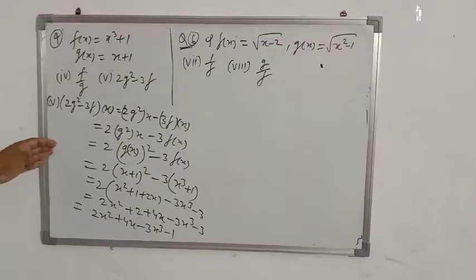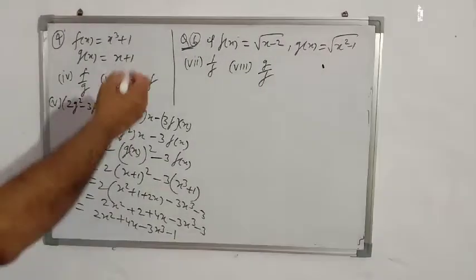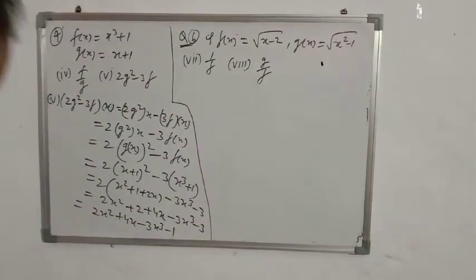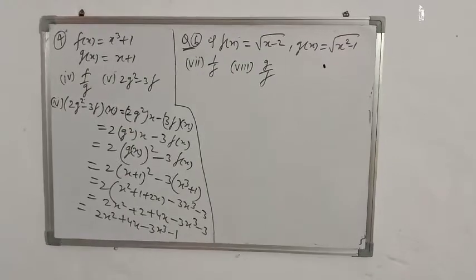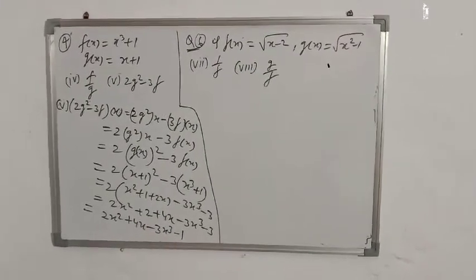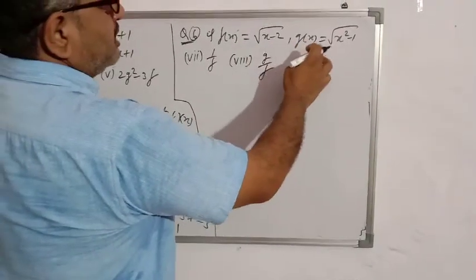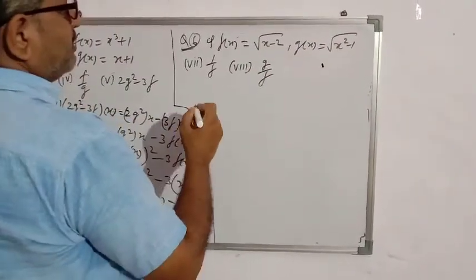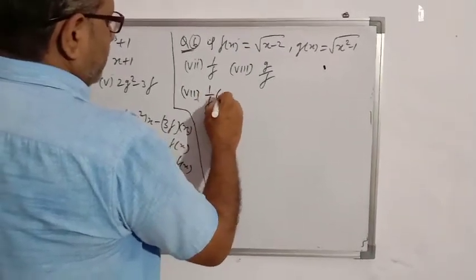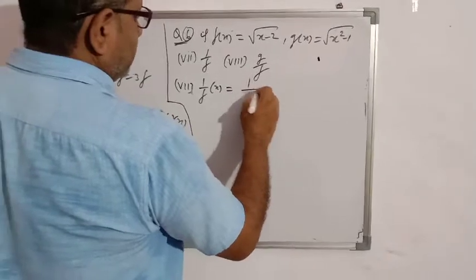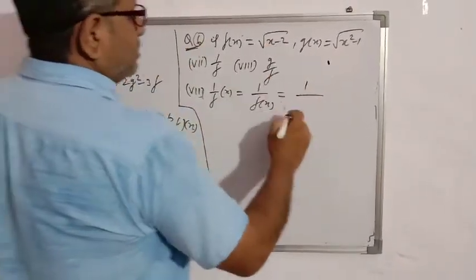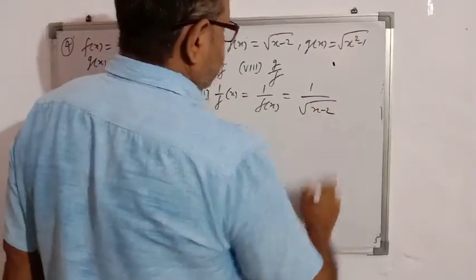So in question number 4, I have taken two parts. Now see question number 6. fx is equal to root x minus 2, gx is equal to root x square minus 1. The seventh part is 1 by fx. We will write it 1 by fx. So fx is what? Root x minus 2.